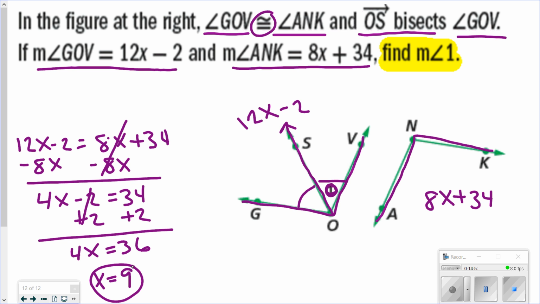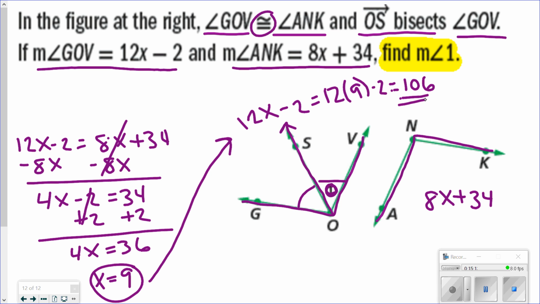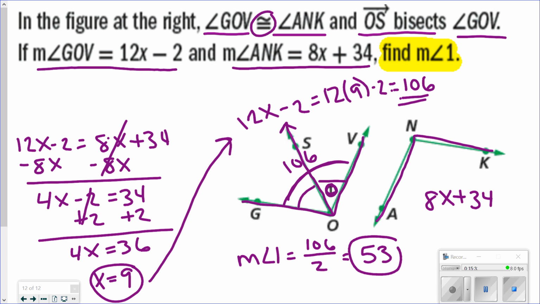So to find the measure of angle 1, I need to figure out what is the entire measure of angle GOV. So I'm going to plug 9 into my equation here. So 12 times 9 minus 2, and this gives me 106 degrees. But once again, I'm not done because this entire angle here is equal to 106. I want to figure out what 1/2 of 106 is. So that means that the measure of angle 1 is 106 divided by 2, which is equal to 53. And now I'm done.